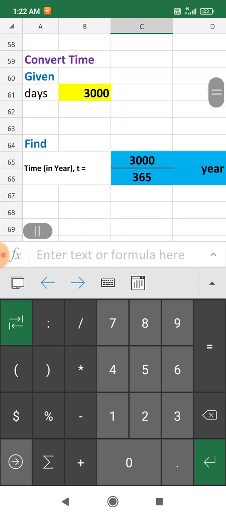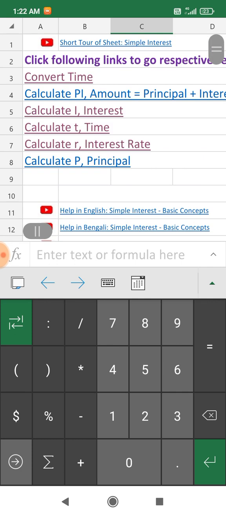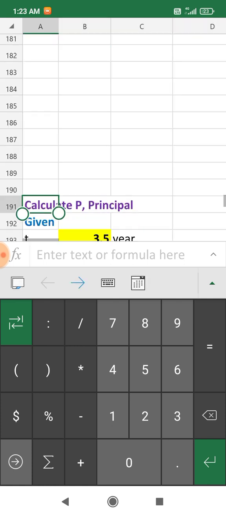Now we want to see a different type of problem. That is to calculate P. P means principal, which amount we have to invest. Okay. We got some return. Suppose I want to invest money. After 10 years it will become this amount of money. So we have to calculate the money we have to invest. So P we have to calculate. So select here and then open link. We have moved to that section.